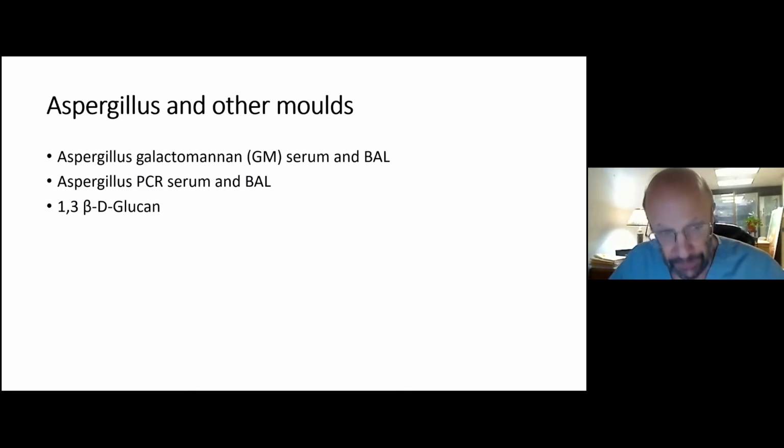So, with respect to Aspergillus and the other molds, most of us know that there are fundamentally three non-culture based diagnostics, and they include the Aspergillus galactomannan of both serum and BAL, the Aspergillus PCR for serum and BAL, and then the non-specific test, the 1,3-beta-D-glucan, which is more of a pan-fungal marker, but is usually positive in the face of invasive aspergillosis.